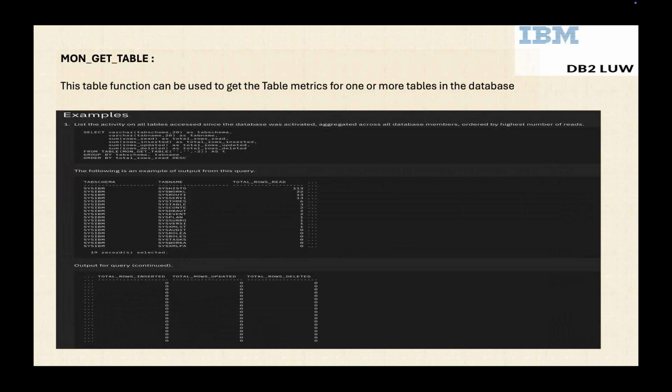And table. If you want to concentrate on tables, see what this does. List all the activity on all tables accessed since the database was activated. I want to get that query. Just select table schema, table name, rows read, rows inserted, rows updated, rows deleted from MonGet table, order by so and so. It has huge fields, but I'm just querying whatever fields are needed.